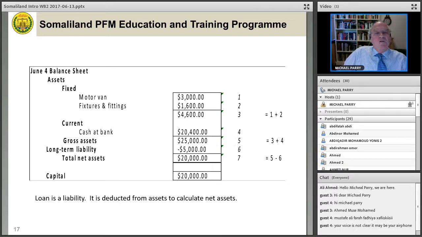On June the 4th, he receives a loan from some generous friend of $5,000 in cash to help with the business. Now, of course, the cash at the bank goes up by $5,000 from day three, from $15,400 to $20,400. But that's balanced by a new liability of $5,000 for the loan. So the capital remains unchanged. The net assets remain unchanged, still $20,000. It is simply the composition of assets and liabilities that has changed.